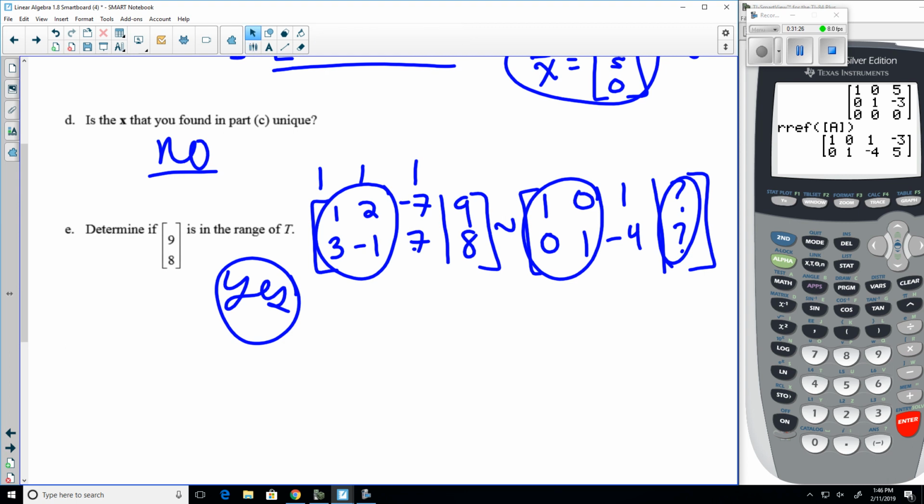Yep. So this is a case where the range and the codomain are the same. We call transformations or functions that are like that onto. That's when the range and the codomain are the same. You don't have to know that. You will for another class, not this one.